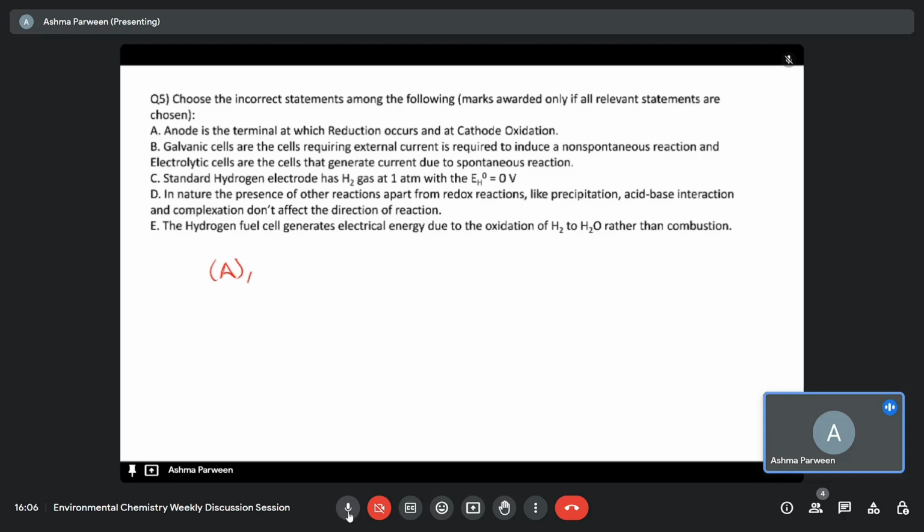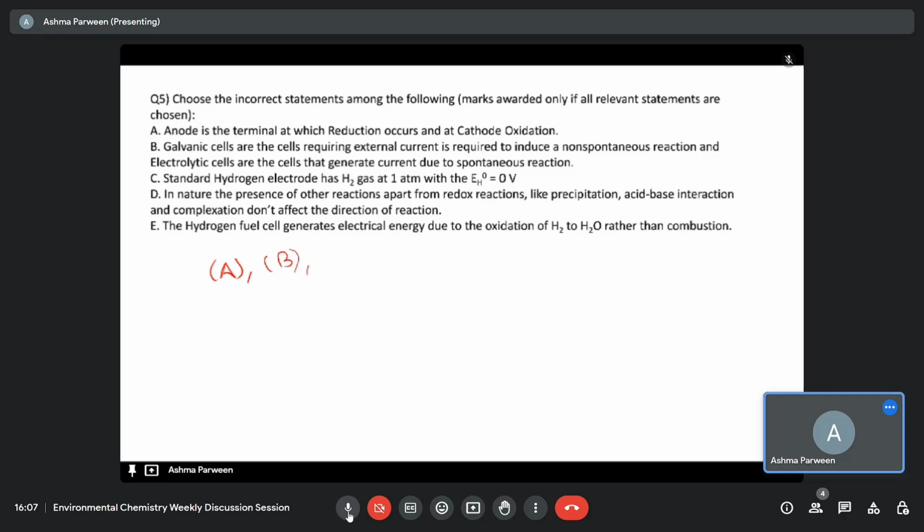Next one is galvanic cells are the cells requiring external current to induce a non-spontaneous reaction. This is also not correct because galvanic cells are the cells which produce current flow due to spontaneous reaction. Electrolytic cells are the cells which require external current to induce a non-spontaneous reaction. So B is also not correct.